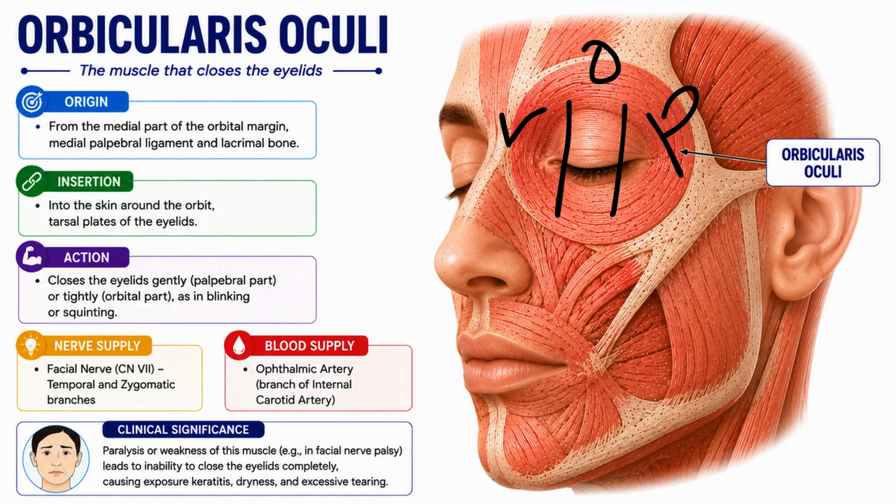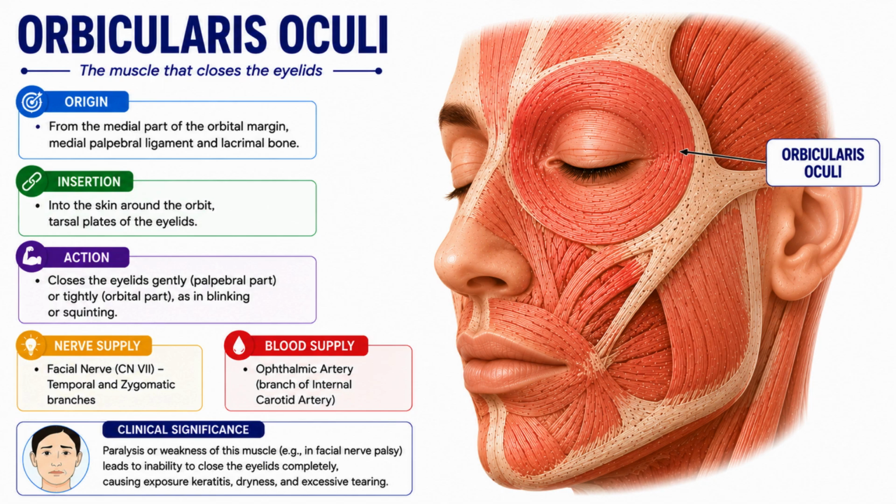This muscle's origin is from the frontal bone and the frontal process of the maxilla and the nasal part of the frontal bone, medial palpebral ligament, and the lacrimal bone. It gets inserted into the skin around the orbit, mainly in the lateral palpebral raphe. Its main action is closing the eyelids, either tightly or gently, as in blinking and squinting.